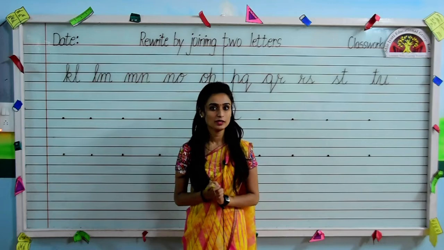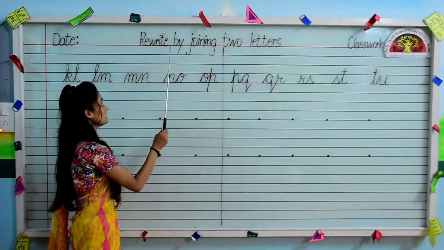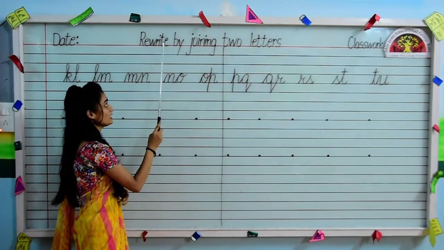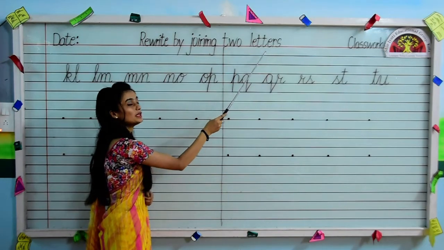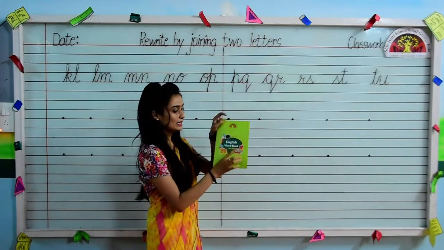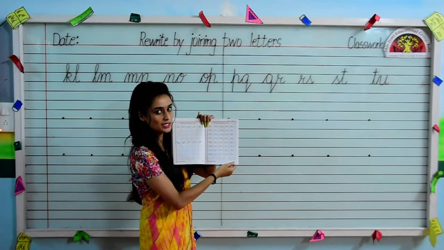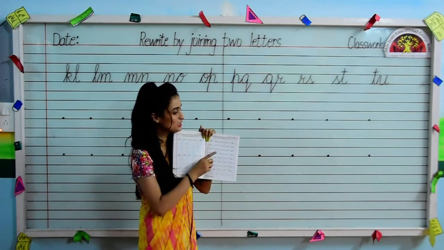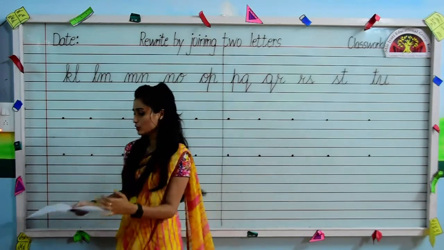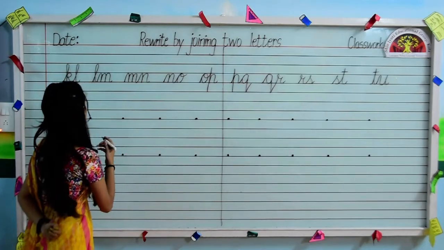So kids, today we are going to do one English exercise. Rewrite by joining two letters. Take out your English workbook and open your page number 21. Kids, do not forget to mention the date and the classwork on the top. Okay? So, take out your pencil and put your pencil on the first dot.